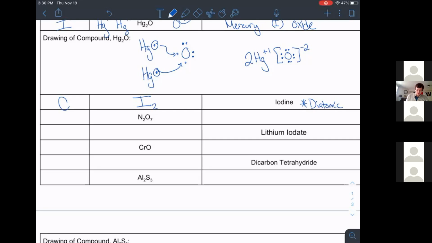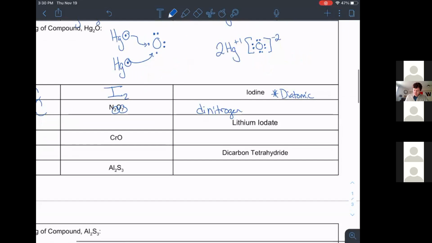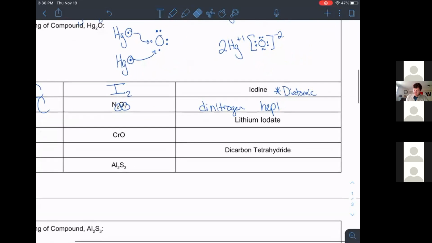The next one is a covalent compound because we have 2 nonmetals, nitrogen and oxygen. The first one is nitrogen, and there are 2 of them, which gives it the prefix di. The second one is oxygen, and there are 7 of them, which gives it the prefix hepta. And then because it's oxygen, we actually lose that A. So it's just going to be heptoxide.